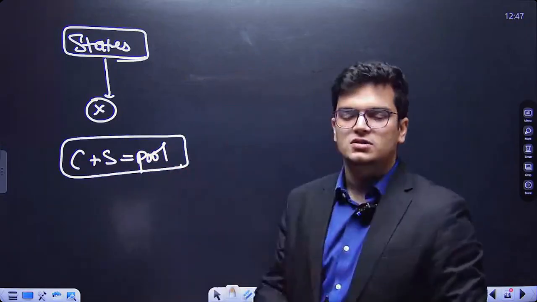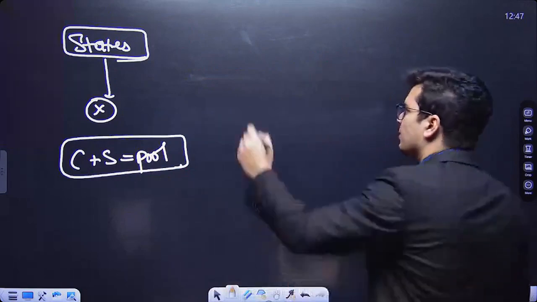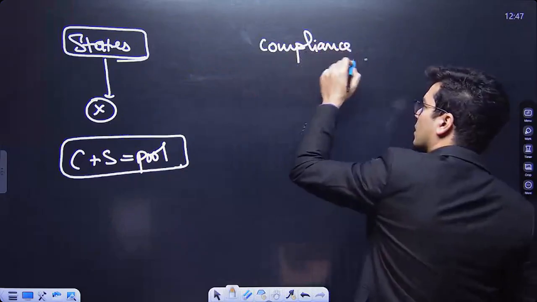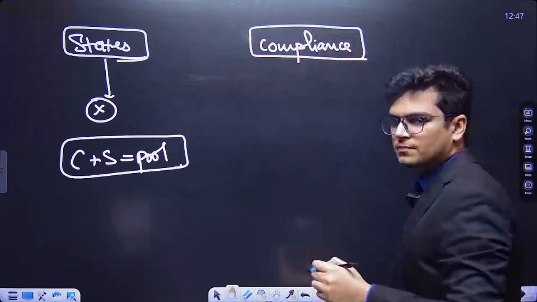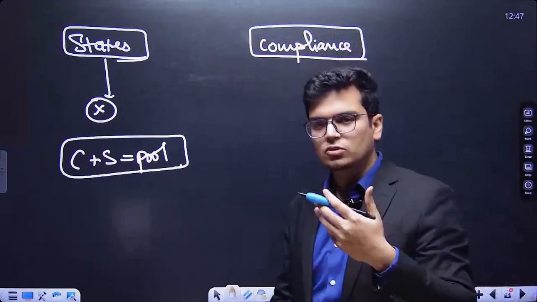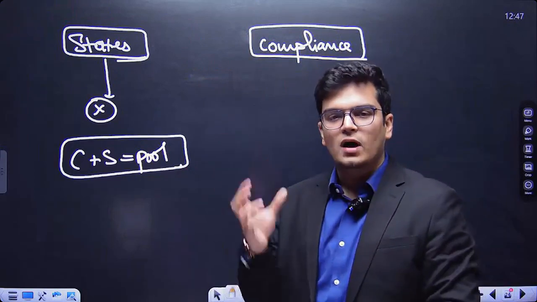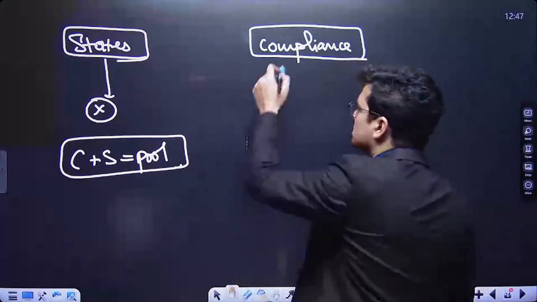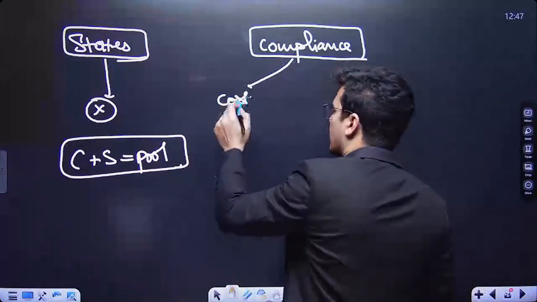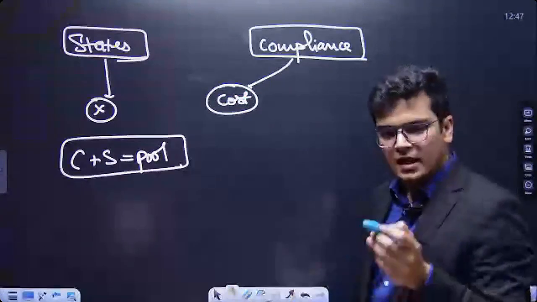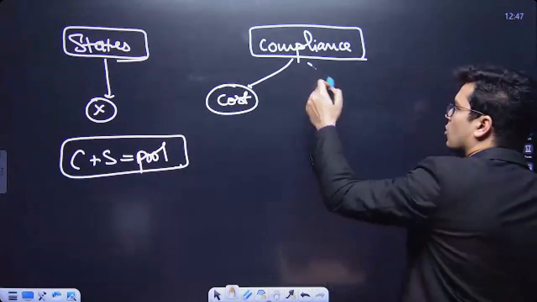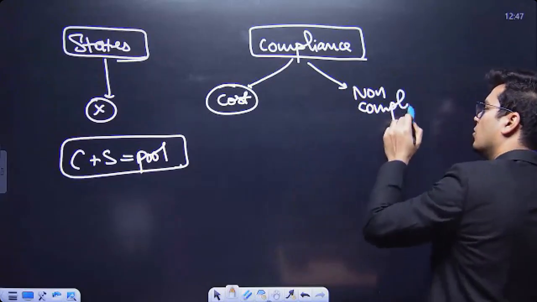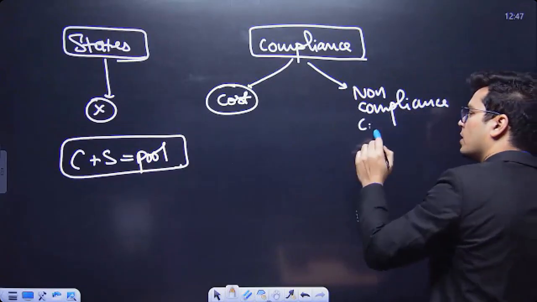इसके लिए एक और कॉन्सेप्ट समझते हैं. This concept is called compliance of law. Compliance means agreeing to the law. Every law has a compliance cost. If you agree to the law, you pay certain cost. Every law also has some non-compliance cost. अगर आपने अग्री नहीं किया, लॉ को फॉलो नहीं किया, तो भी आप पे कोई कॉस्ट लगेगी.